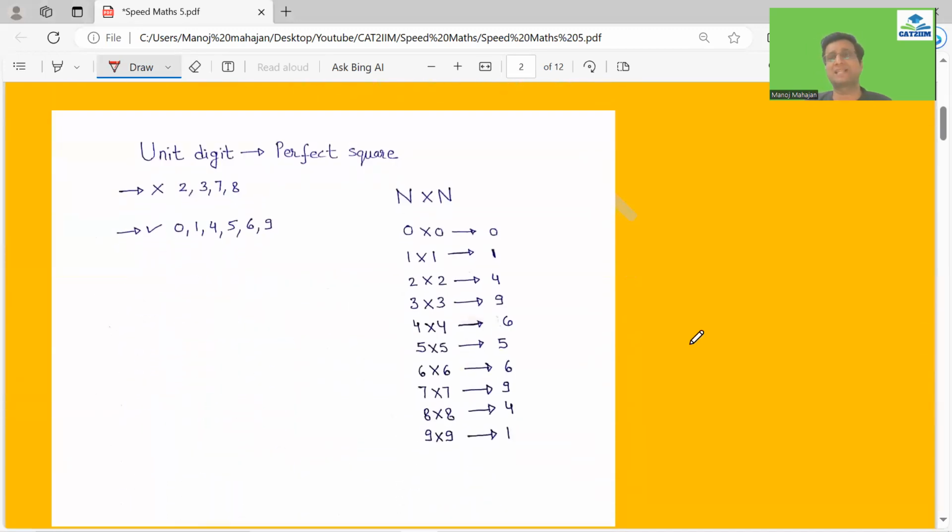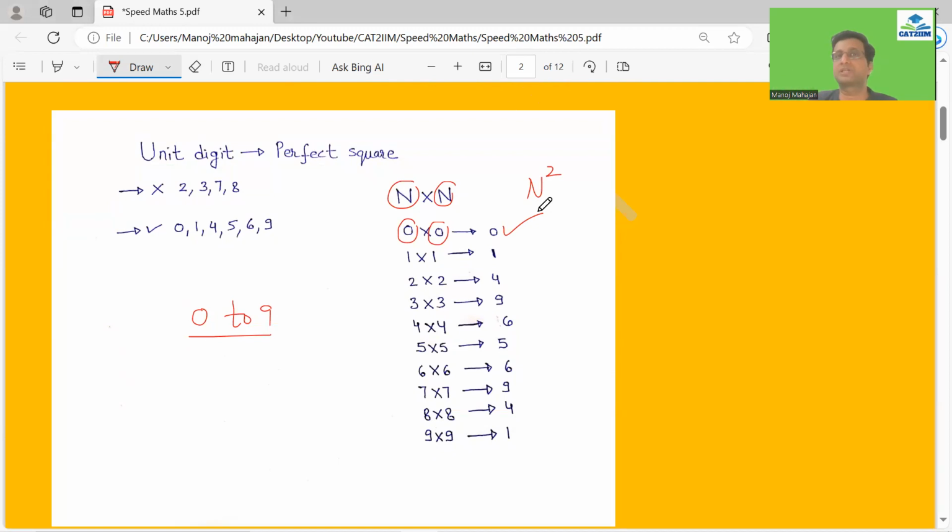So first, let's understand the unit digit of a perfect square. I pick up a number n, multiplying with n, it will become a perfect square. So what can be the unit digit of any natural number n? That could be anything from 0 to 9. So there are 10 such cases. Let's start with the first case. To get the unit digit of n square, we are picking up the first case as unit digit of n is 0, multiplied with unit digit of n, that is 0. So 0 into 0 is 0.